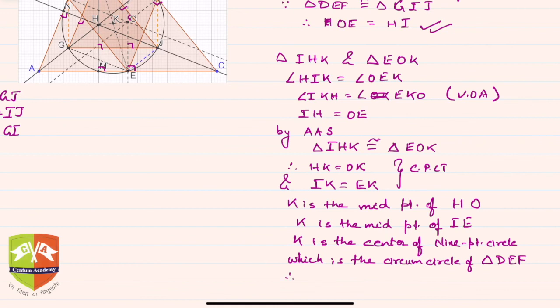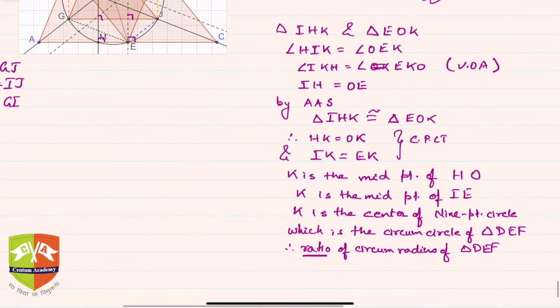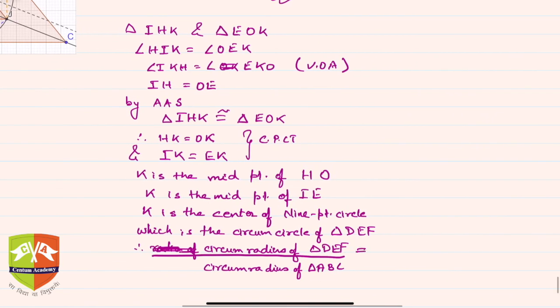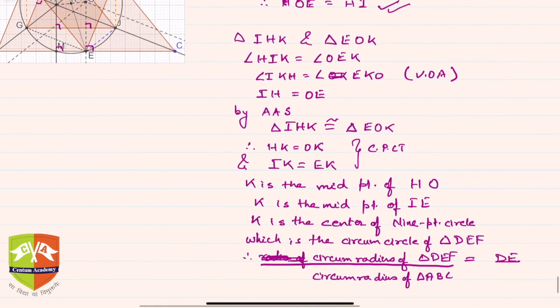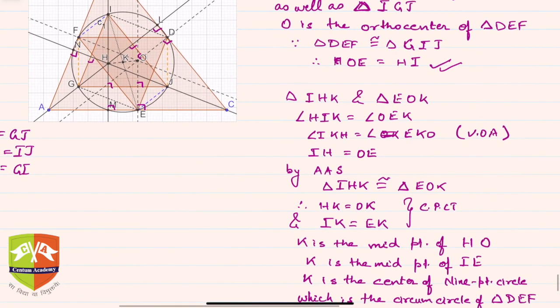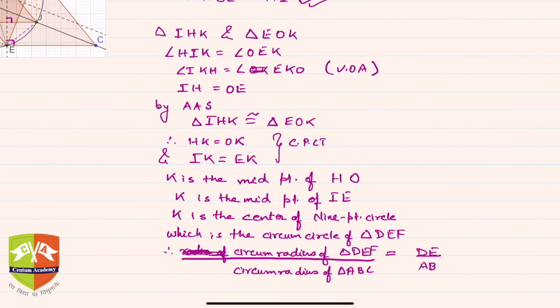Therefore, the ratio of the circumradius of triangle DEF divided by the circumradius of triangle ABC will be equal to, by the law of similarity, DE by AB, isn't it? Right? Two similar triangles, so hence it will be DE by AB. So, if there are two similar triangles, all their corresponding sides, altitudes, medians, circumradii, all are proportional, and hence it is equal to 1/2, right?